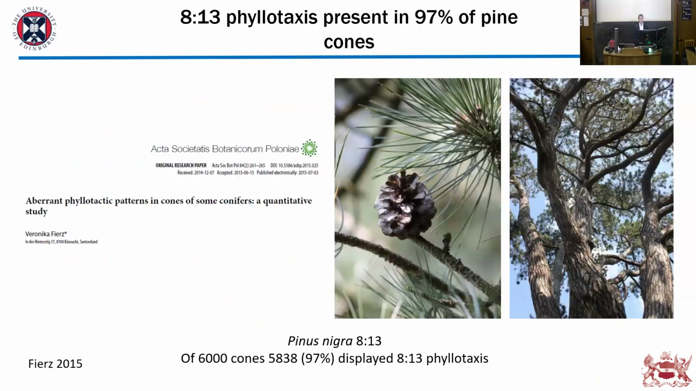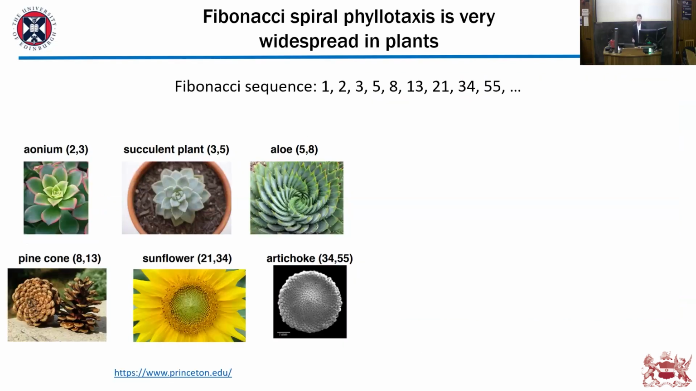In a study by Ferns from 2015, they analyzed the phyllotactic patterns amongst 6,000 pine cones of this pine tree here. And by doing that, of a single pine tree, they were able to identify that 5,838 of them, so that's 97% of all of those pine cones they examined, were representing as 8-13 spiral phyllotaxy. So these things are common. Well, they're common in pine cones. However, as we continue our search wider afield, we find that they're common in more things. So each of those examples I showed you earlier, whether it was the succulent, the aloe vera, the sunflower, or the artichoke, they are all types of Fibonacci spirals.